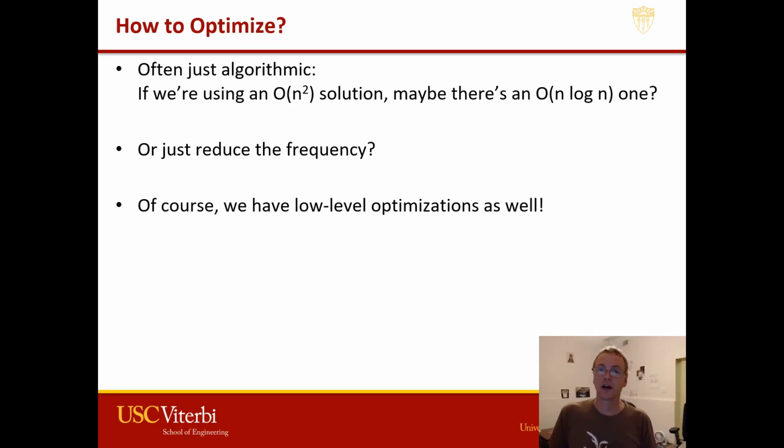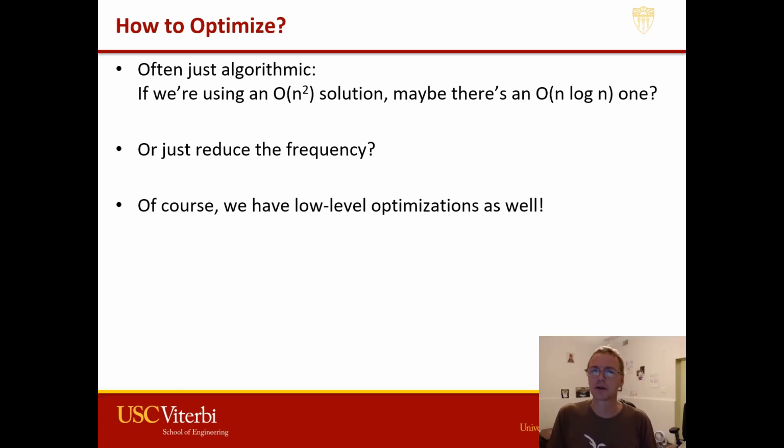So now that we've done our profiling and we know where the slow things are, how do we optimize it? Often we can look for an algorithmic solution. This is the kind of thing you've learned in your regular CS classes. Like, for example, if you're currently using some kind of algorithm that's order n squared, maybe there's a faster algorithm, an algorithm with a faster big O, right? That's the go-to often.